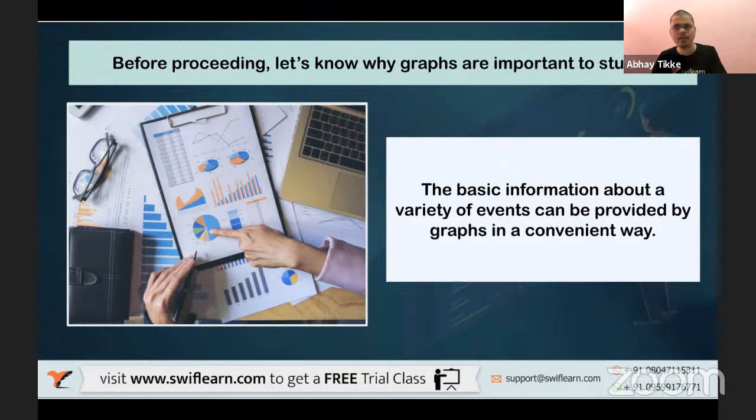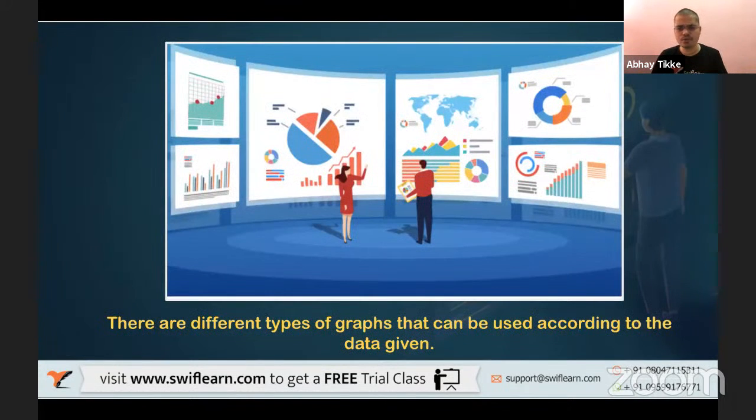हम एक ही parameter नहीं represent कर सकते, ताकि बहुत सारी information एक साथ represent कर सकते हैं. That's the importance of graph, right? In the studies, right? So there are different types of graphs that can be used according to the data given. As you can see, there are so many graphs available here, right? The people are looking towards so many graphs here, right?